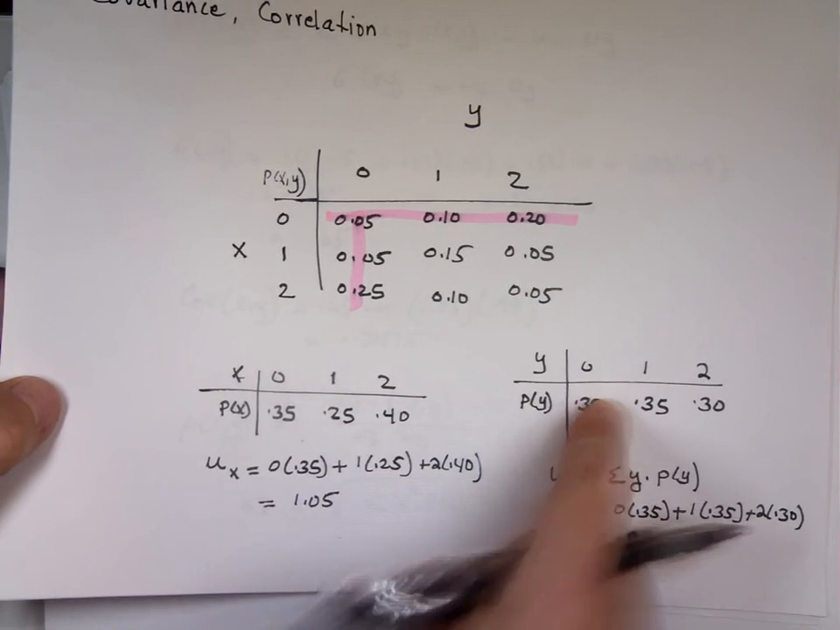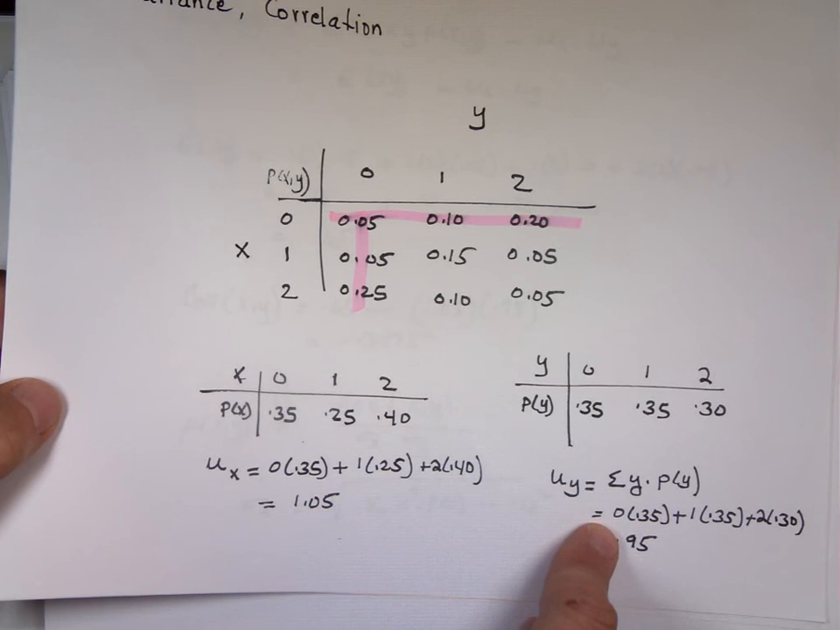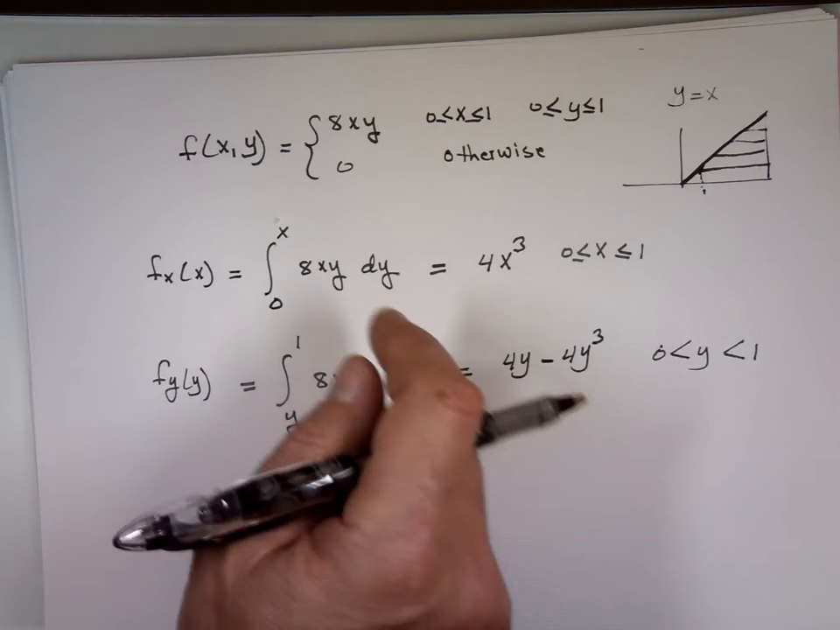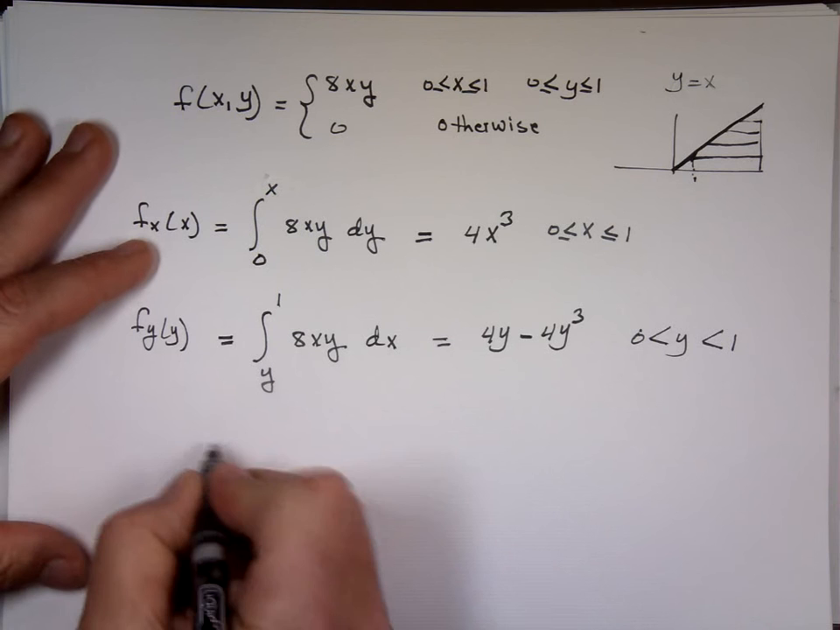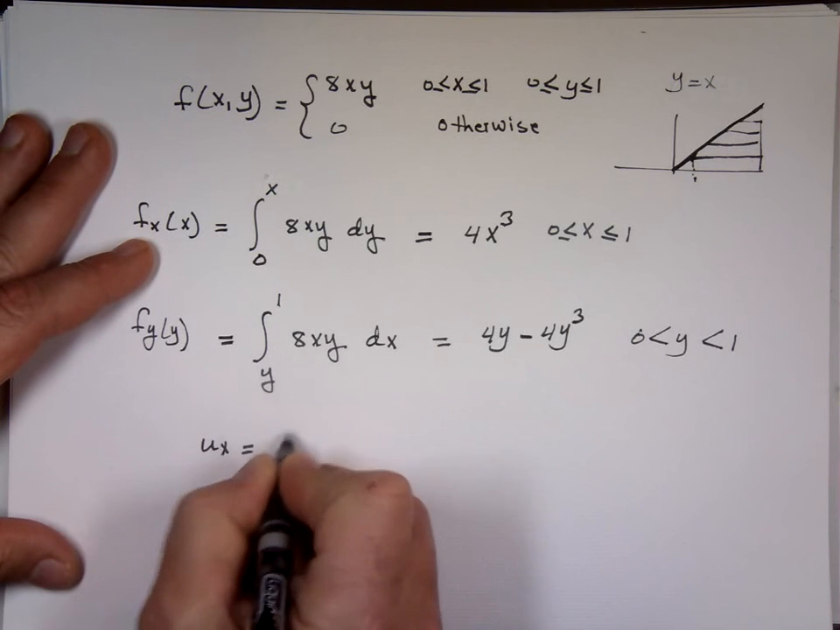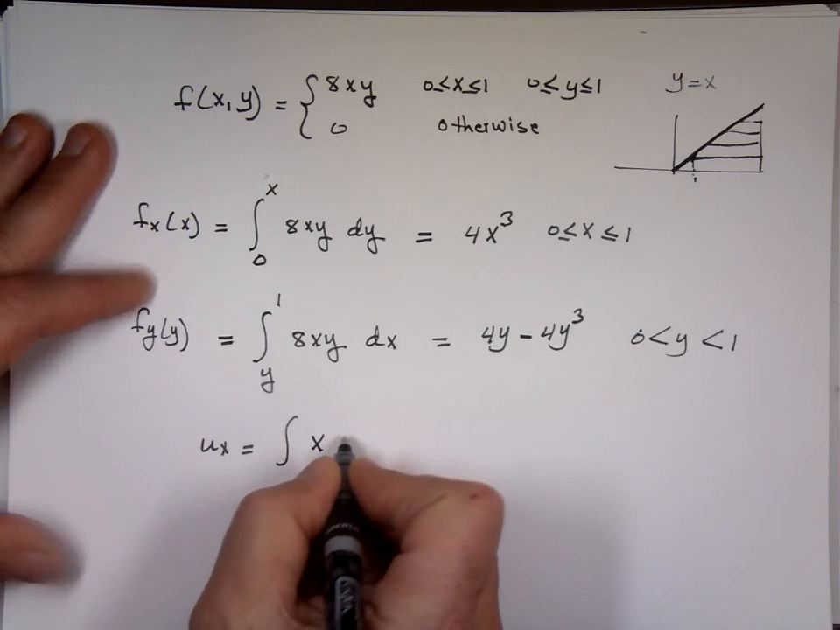Next, I got to find mu x and mu y. Well, how do you find mu x? Mu x, it's the integral of x times what? F of x.